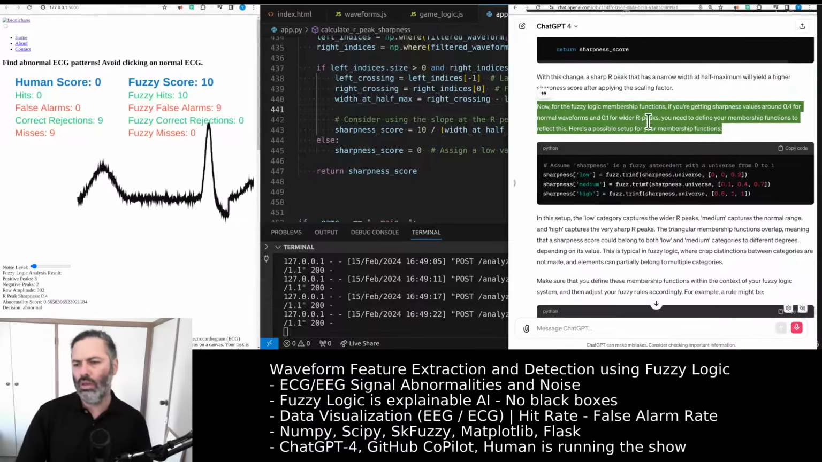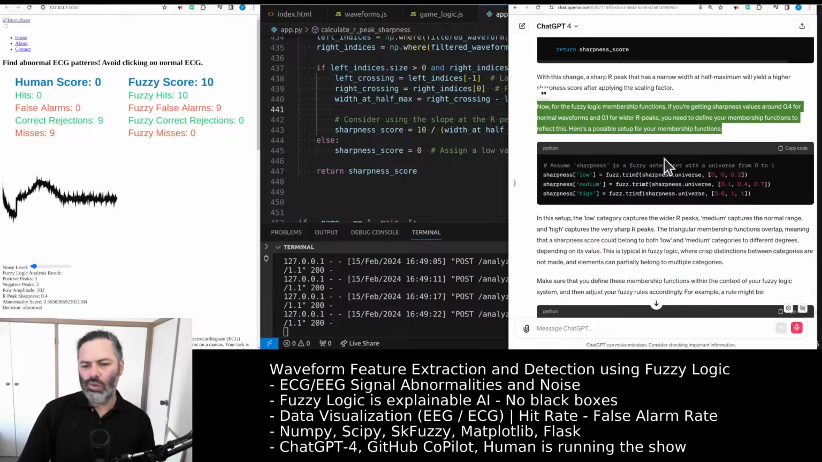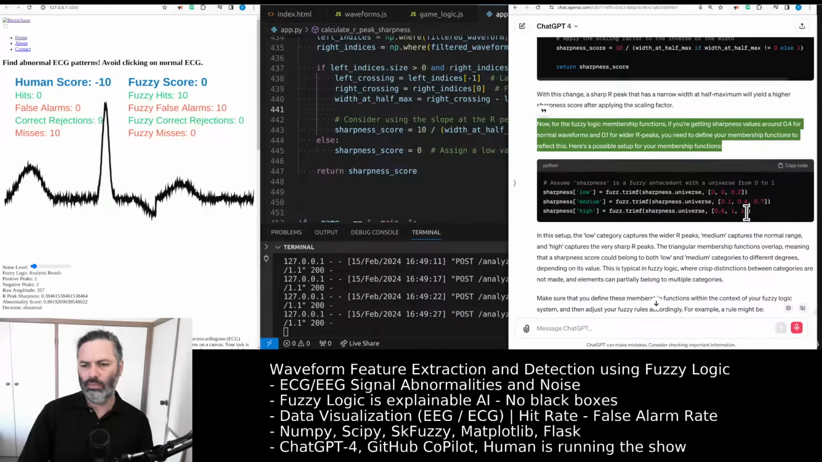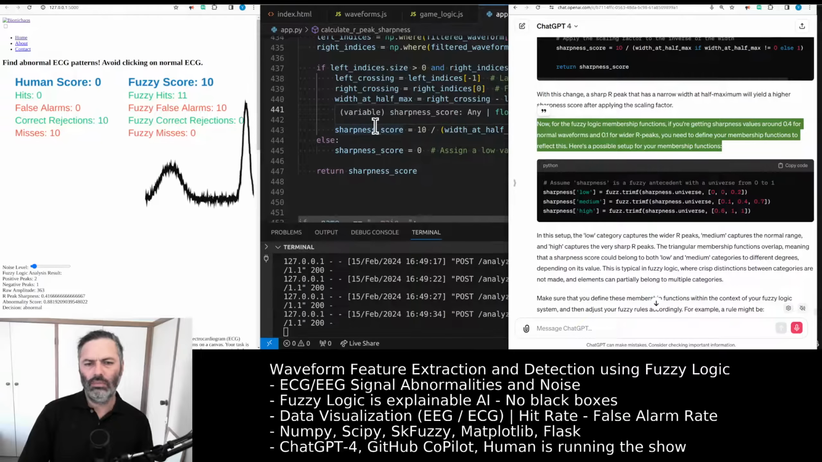Now, for the fuzzy logic membership functions, if you're getting sharpness values around 0.4 for normal waveforms and 0.1 for wider R peaks, you need to define your membership functions to reflect this. Here's a possible setup for your membership functions.